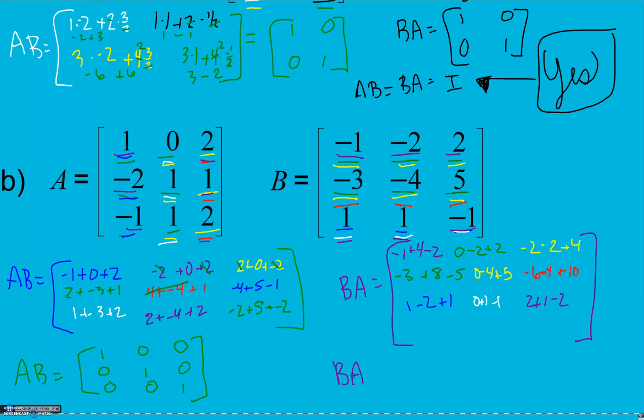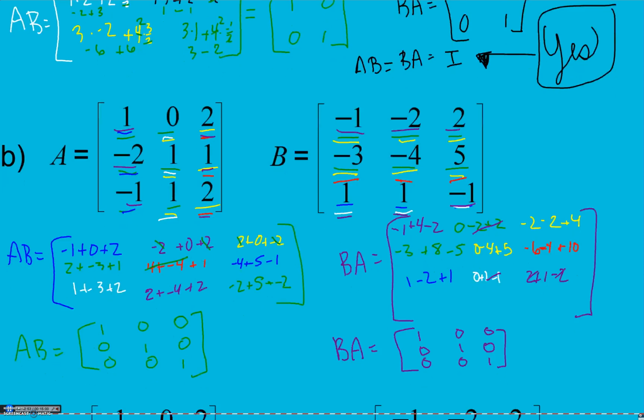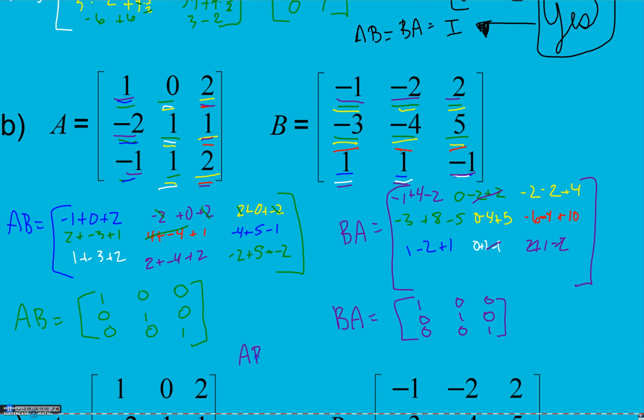Simplify these here. 1, 0, 0, 0, 1, 0, 0, 0, 1. Super. So we have matrix A times B equals matrix B times A equals our identity. So our answer here is a yes again.